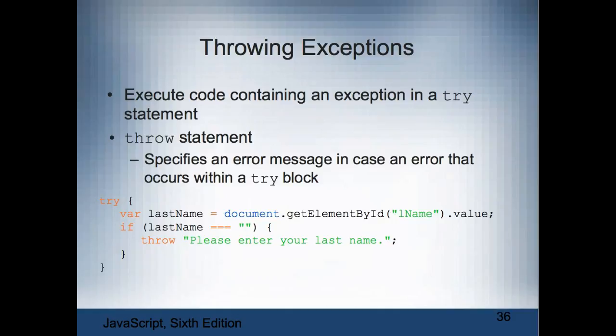We execute code containing an exception in a try statement. The throw statement is part of the try statement and specifies an error message in case an error that occurs within a try block is thrown. Here we can see in our try block that we first try to assign the value of the variable last name to whatever the value of the lname element in our HTML document is.